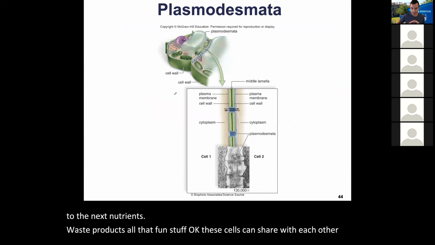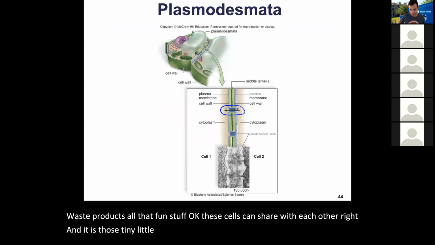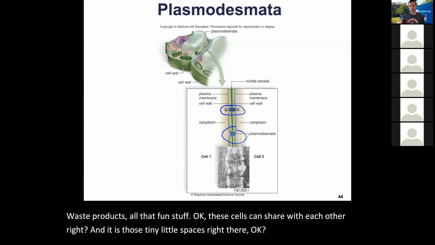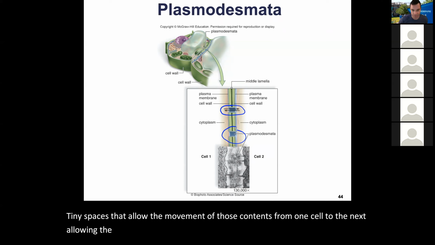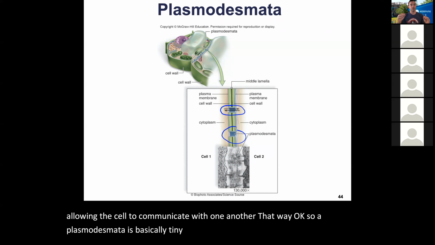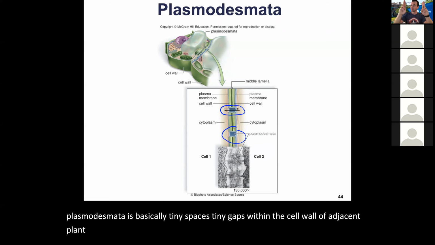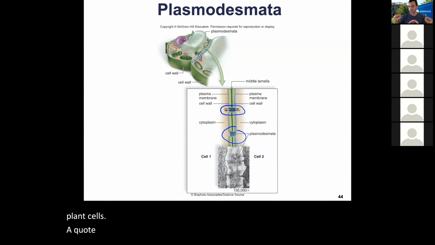And it is those tiny little spaces, right there, that allow the movement of those contents from one cell to the next, allowing the cells to communicate with one another that way. So a plasmodesmata is basically tiny spaces, tiny gaps within the cell wall of adjacent plant cells, like a quote unquote gap junction for plants.